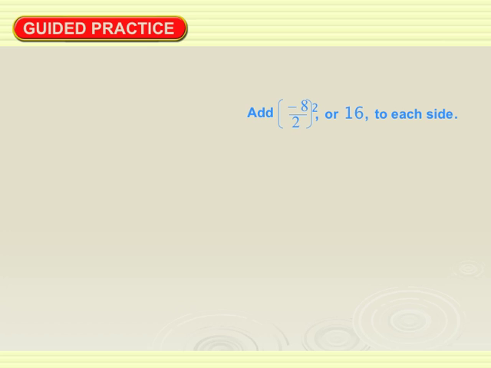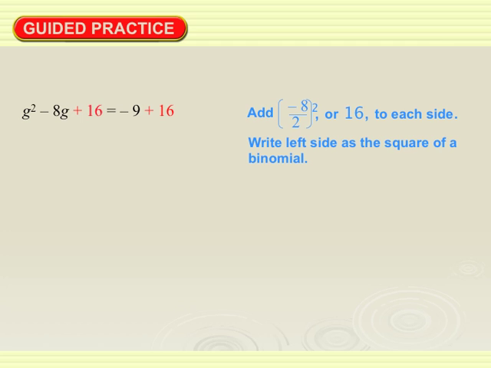So now I know that what I need to add to both sides is 16. That's what I found using my box method. And so I add 16 to both sides of this equation. Next, I'm going to factor the left-hand side as the square of a binomial. So it becomes g minus 4, the whole thing squared. And 16 plus negative 9 gives us 7.